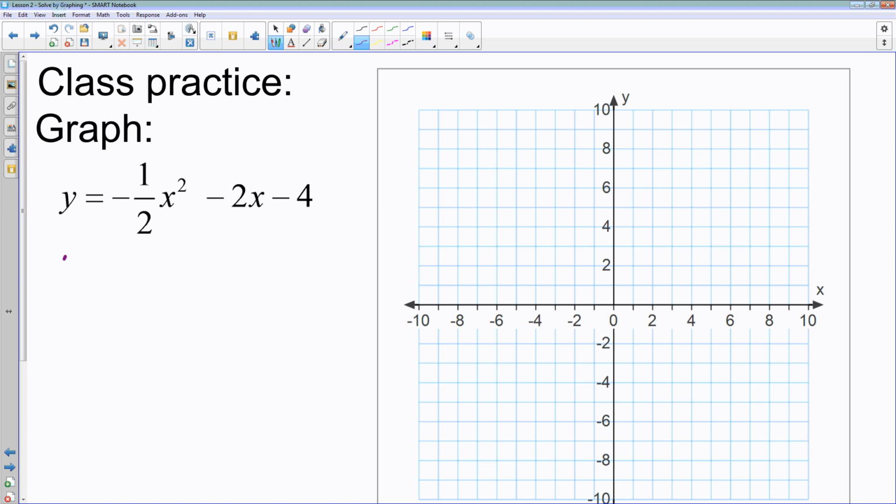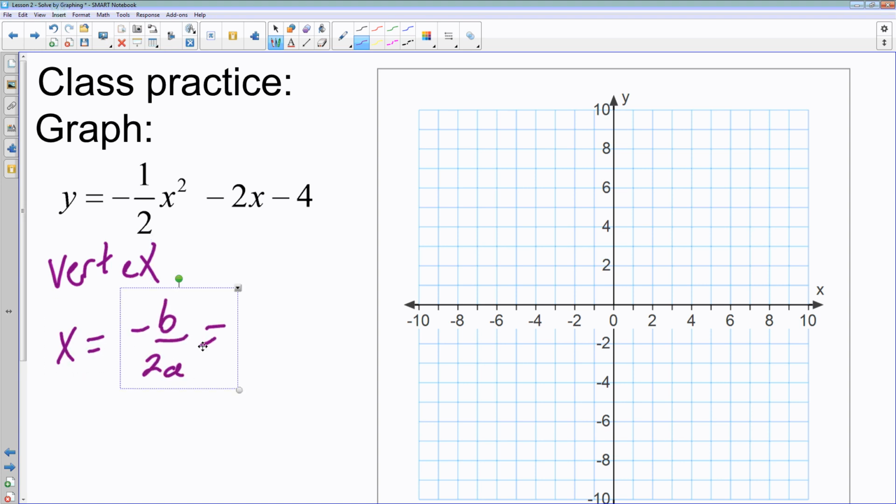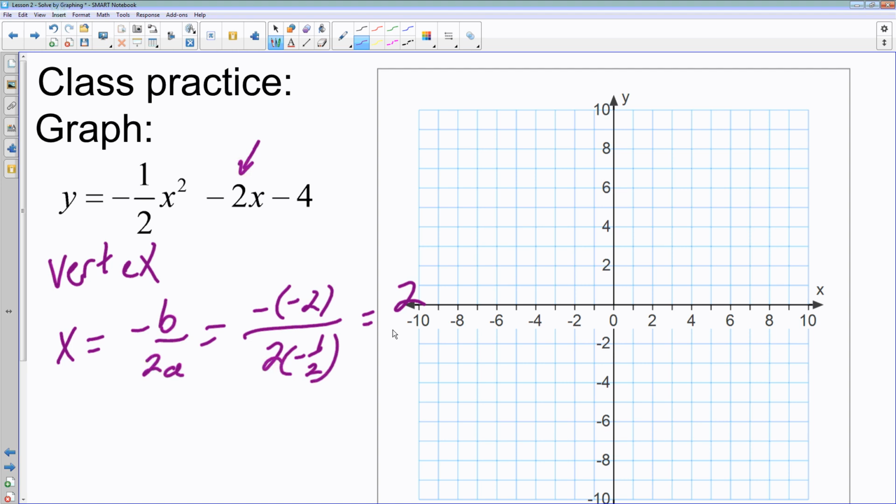So when we want to find our vertex, which we definitely want to find our vertex, all right, we're going to do x equals negative b over 2a. If you look at your function, you'll notice that my b is already negative, so a negative negative 2 is going to become a positive 2. And then my a is negative as well, but 2 times negative 1/2 becomes just negative 1, and 2 divided by negative 1 is negative 2.